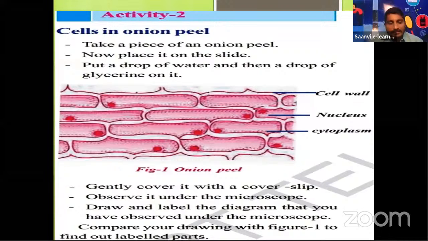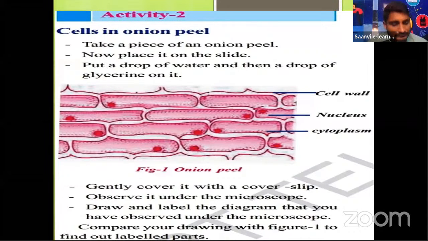Okay, children. And next, textual question 2: how are the cells arranged? Just look at the screen, all of you. Here, intercellular spaces are present, right? In between cell and cell, spaces are present. So between the cells, some space is present. So intercellular spaces are present.